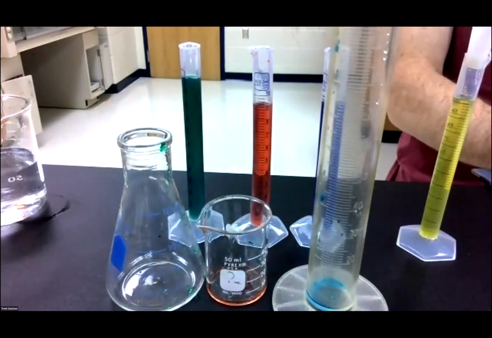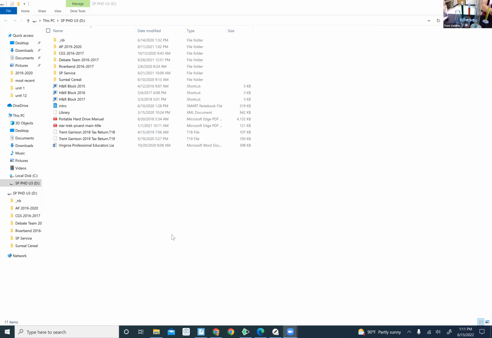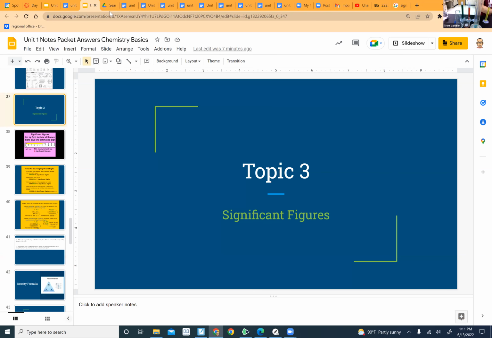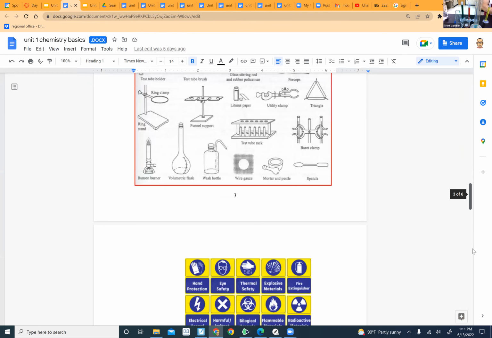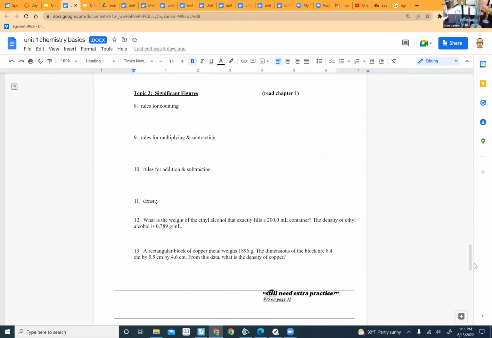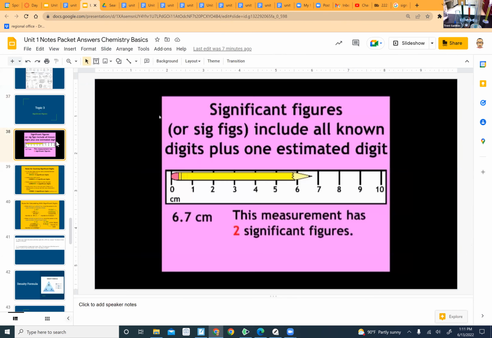All right, so now here I go. I'm going to get into the content where we can actually talk about what we need to know. So here we go with Unit 1, Topic 3. If you are following along, this is your Unit 1 notes packet. You scroll down and you would get into the Topic 3, and we're going to talk about those rules here in just a second. Most important thing we need to remember whenever we are measuring is that you must always estimate one more digit beyond what you had measured.